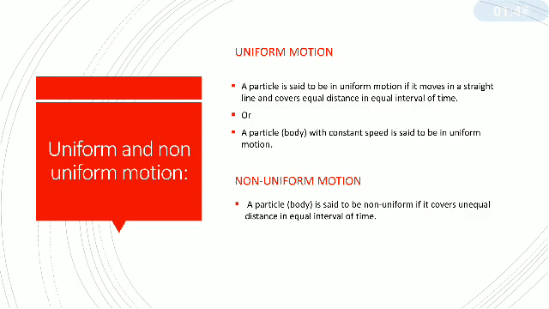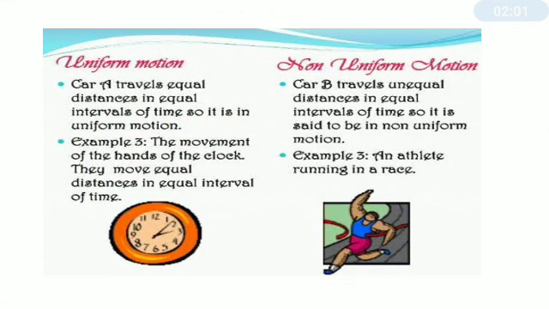Now what is non-uniform motion? A particle or body is said to be in non-uniform motion if it covers unequal distance in equal intervals of time. Now to understand it in a better way, let us look at these examples and comparisons. Uniform motion. Suppose car A travels equal distances in equal intervals of time, so it is in uniform motion. And the example can be the movement of the hands of the clock. They move equal distances in equal interval of time. So this is uniform motion.